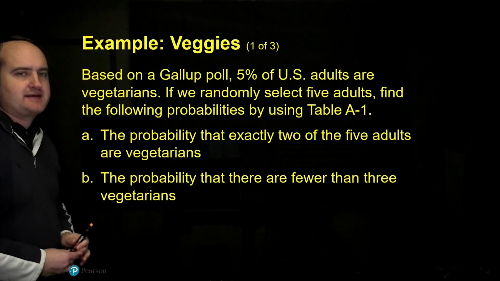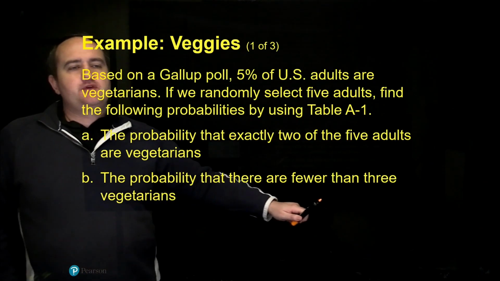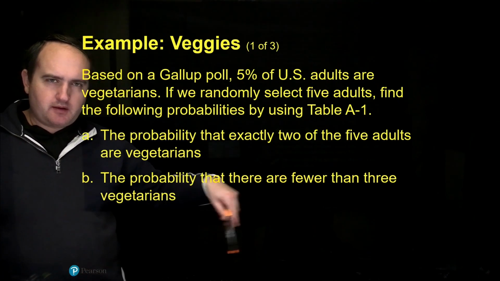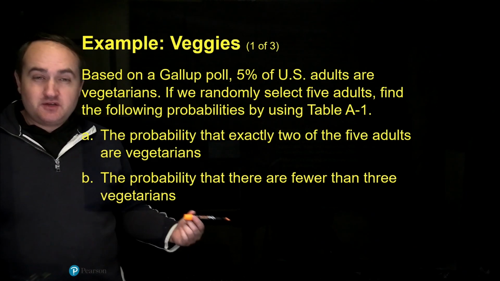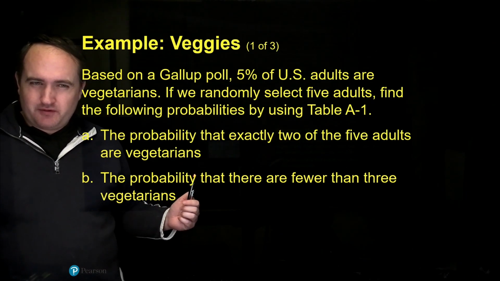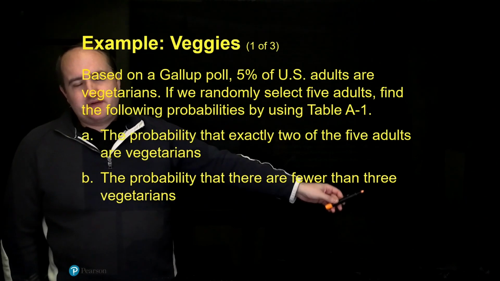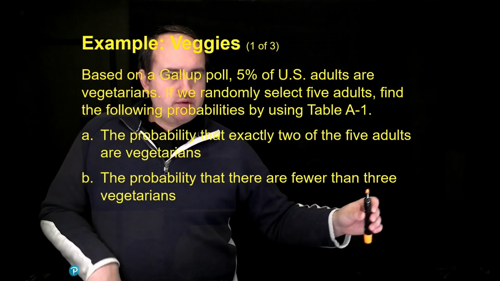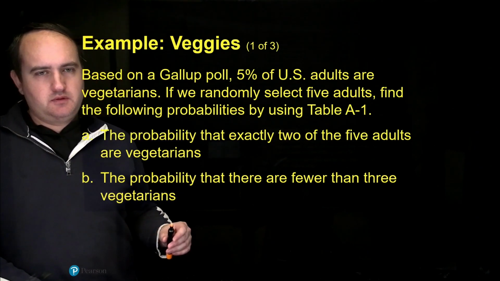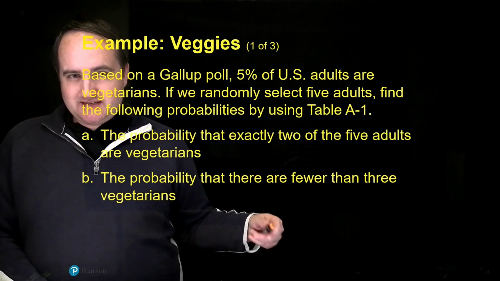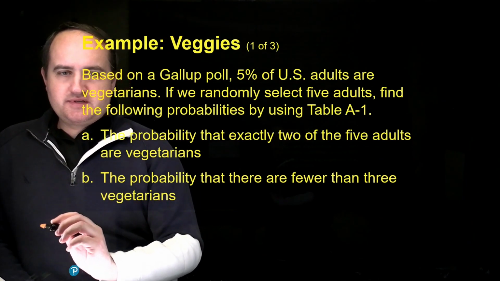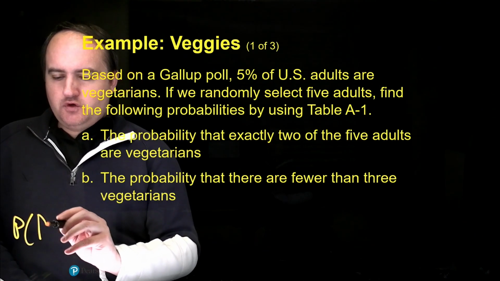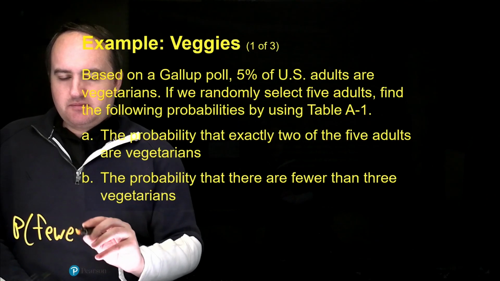The next question they ask us is the probability that there are fewer than 3 vegetarians. So this is a little bit harder. And if we did use the binomial probability formula, this would be very tedious. Let me explain to you why. When they say fewer than 3 vegetarians for our number of successes, what does that mean? The probability that we have fewer is the same as less than.